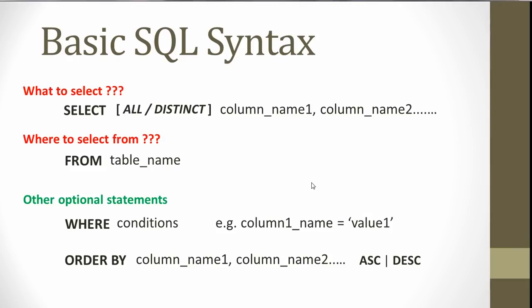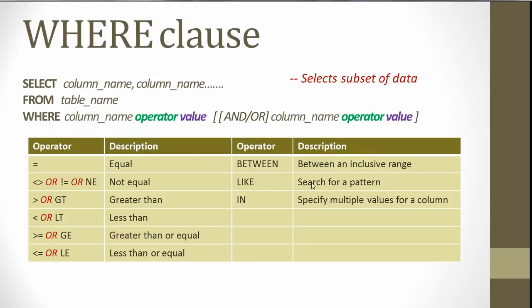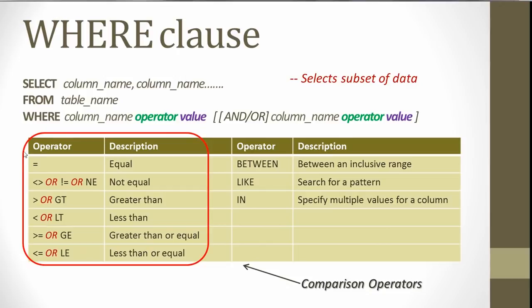In the introductory class, we looked at the basic SQL syntax where we had the select, from, where and order by conditions. And in the where clause, we looked at how it selects a subset of the data. Now the where condition has a column name, operator and a value. And if you have multiple such conditions, then they are separated by words like and, or. Now all these operators, equal, not equal, between, like, etc., are actually called comparison operators. And in the previous lesson we looked at this first set of operators.